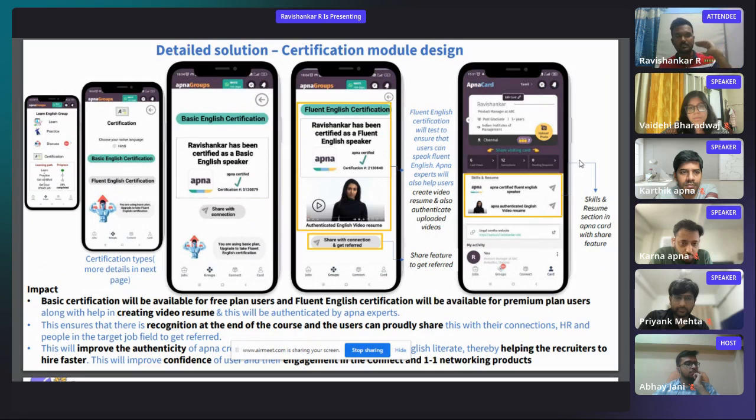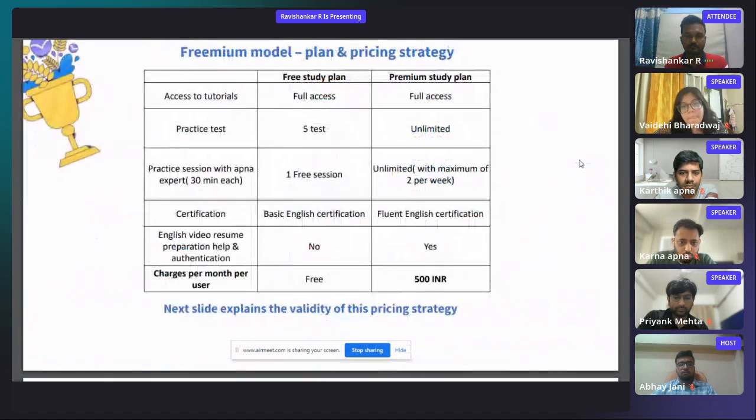The last one is certification. Basic certification will be available for free users, and fluent English certification will be available for people who are paying. But one more feature that I want to propose is that people should be able to upload their video resume in English, and that will be authenticated by Apna experts, so that when the users forward this certification and video resume to HR, it is a trustworthy option.